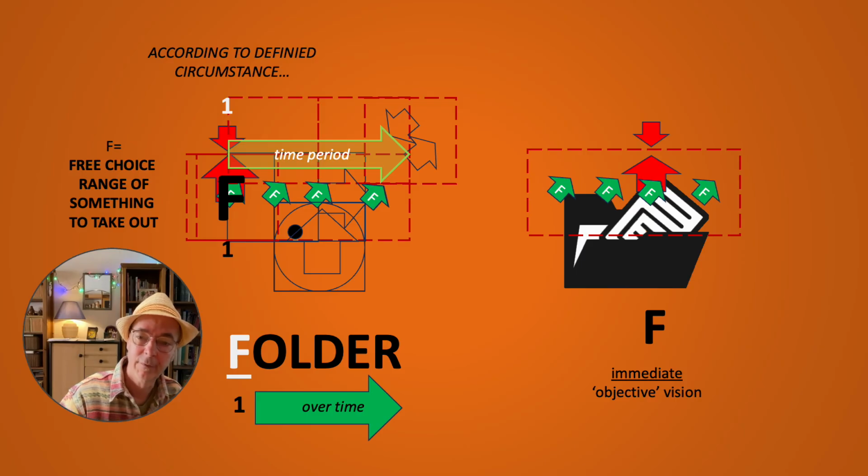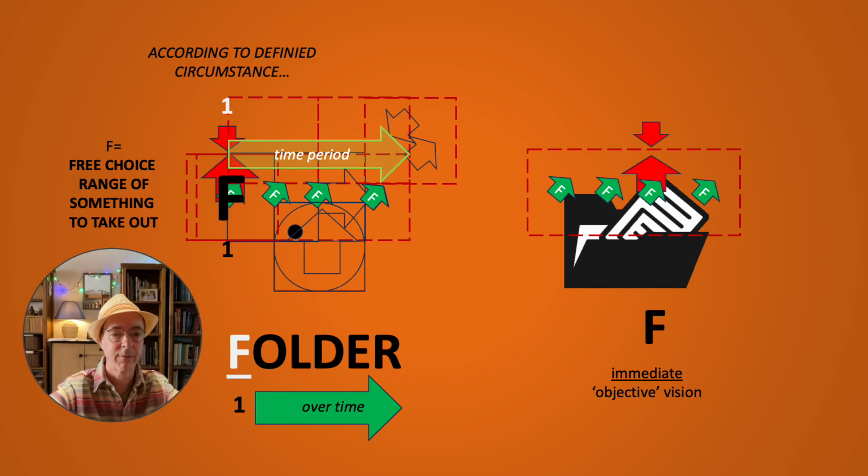In the folder, we see here the options of choices, depending on what we are developing and so on. At a certain point, something can be taken out. That's very clear how that is our starting point in the folder itself. When we see it on the time frame, we have F, of course, as the first point. And that will be that free choice of a range of something that you can take out.